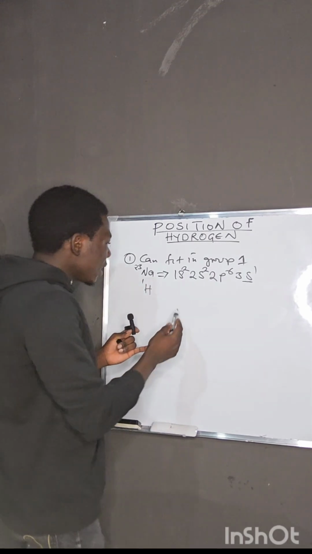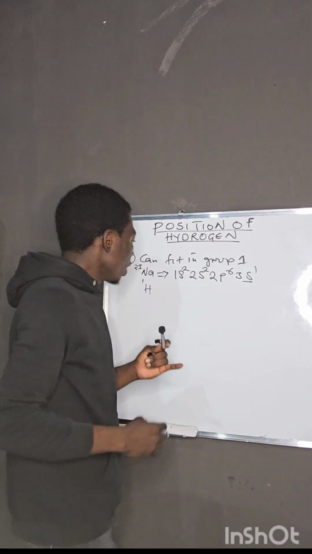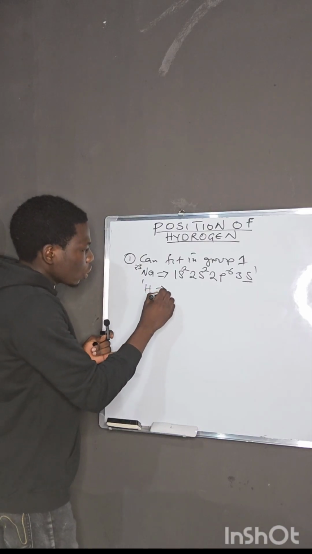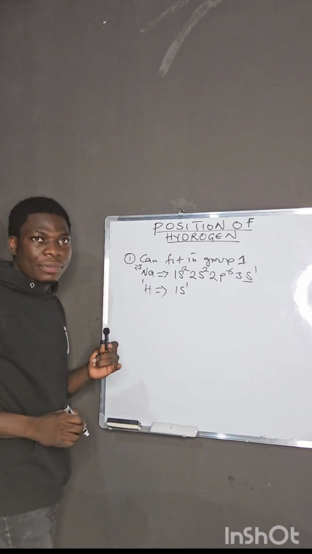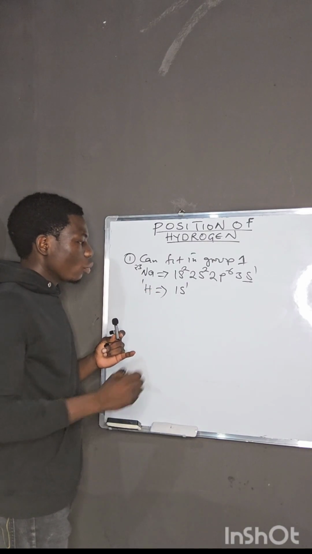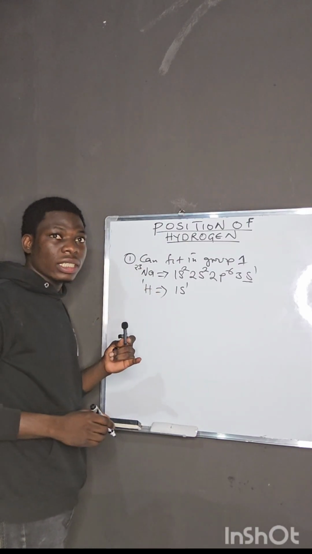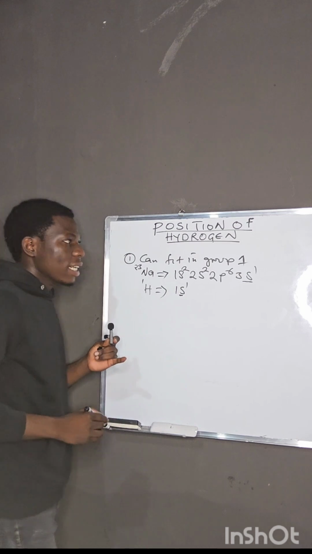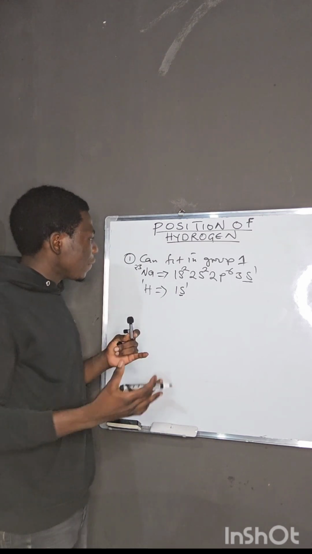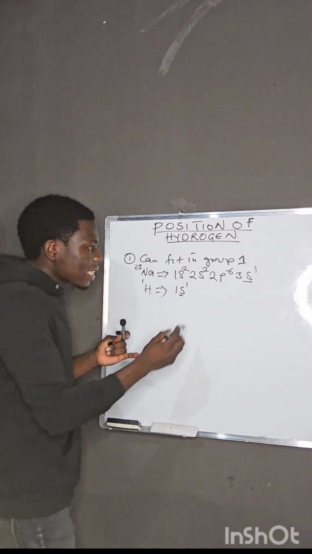Let's also compare it to hydrogen, which has a proton number of 1. If we write the electronic configuration of hydrogen, we are going to have 1s1 only. And then the question is, what is the last atomic orbital in the electronic configuration of hydrogen? It is an s.